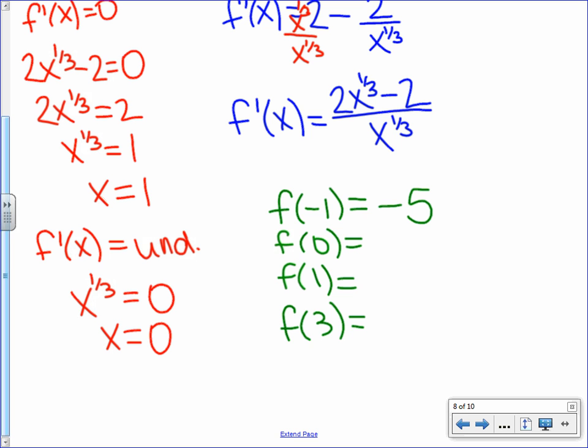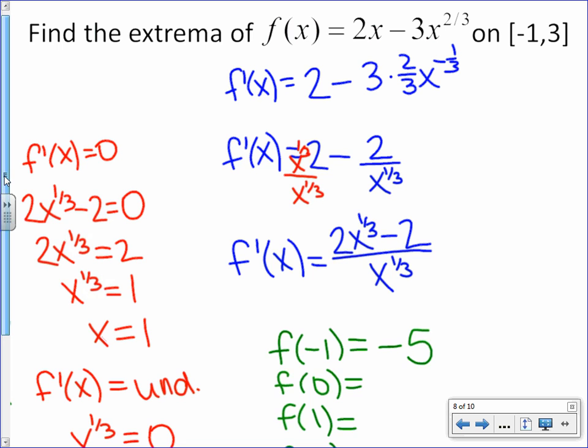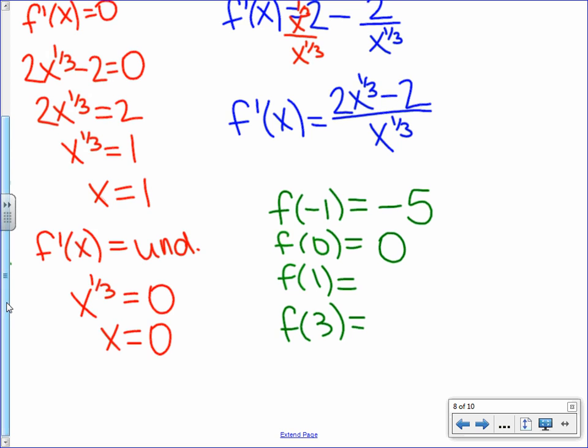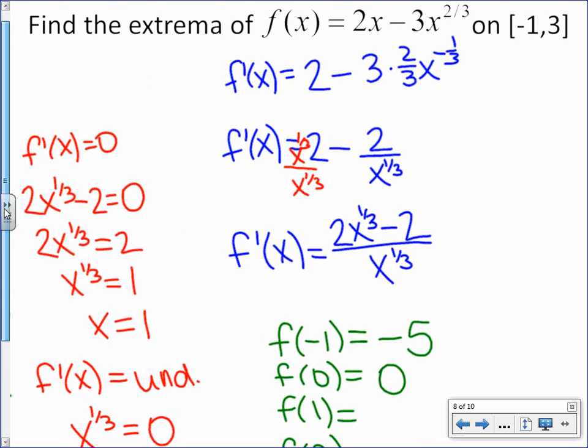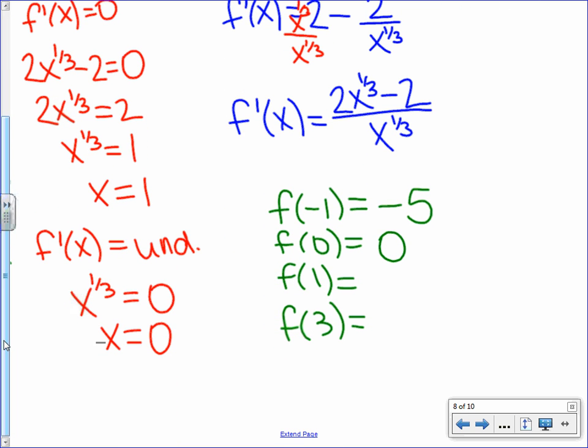When we plug in 0 to our original function, 2 times 0 minus 3 times 0 to the 2/3, we get 0. When we plug in 1, 2 times 1 minus 3 times 1 to the 2/3 is really just 2 minus 3. So we get -1.